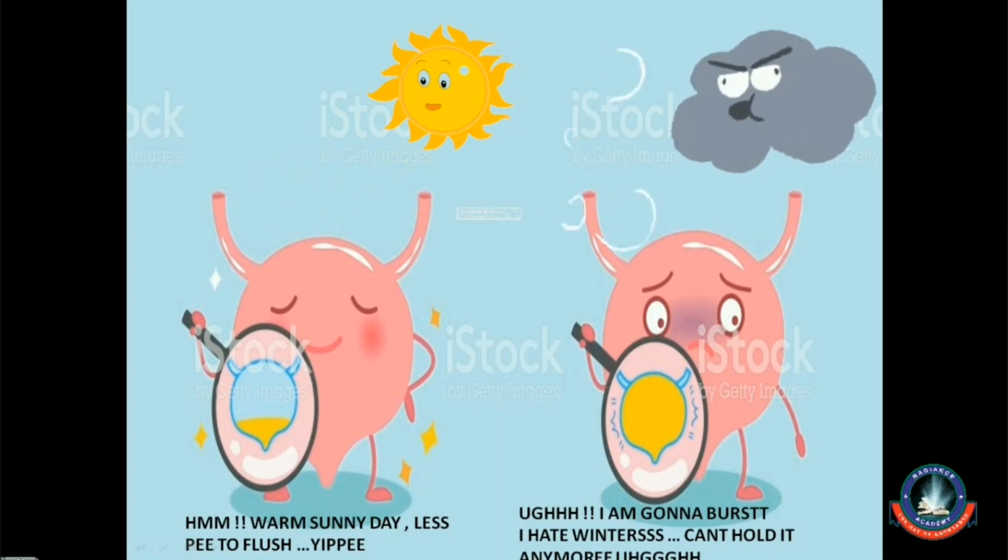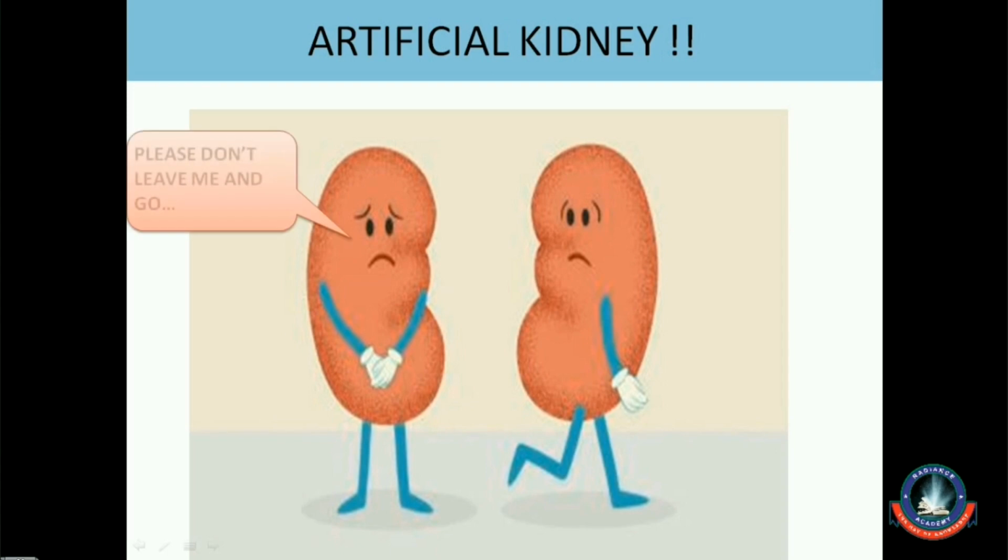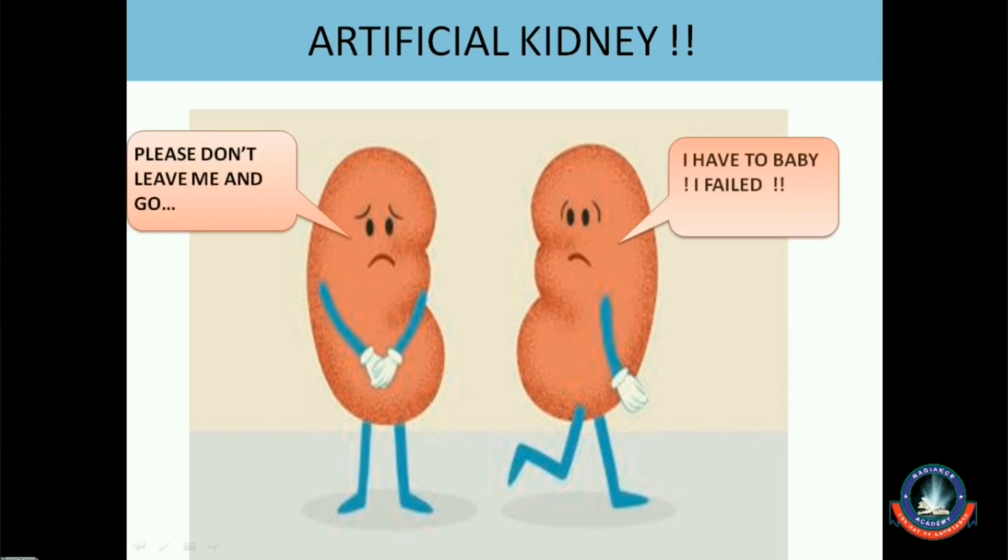Jumping on to the next topic, that is the artificial kidney. So what is an artificial kidney? We all know that one person can survive with one kidney. However, the failure of both kidneys would lead to death. That is the reason we have an artificial kidney. Artificial kidney is nothing but what is known as dialysis. So what happens during dialysis?